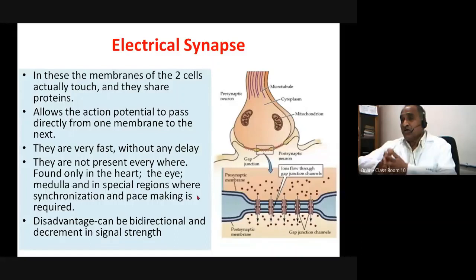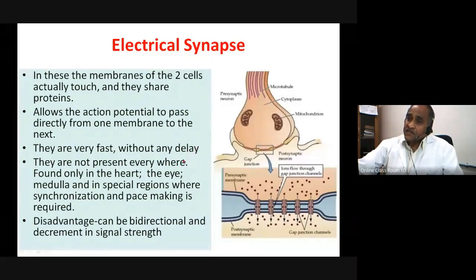So that means to excite the postsynaptic membrane of this, you require a greater input to this, because there is a loss of signal strength. For that reason, that is another important thing. So it is bidirectional. That means it may come back to this thing. So that's another important disadvantage for this.